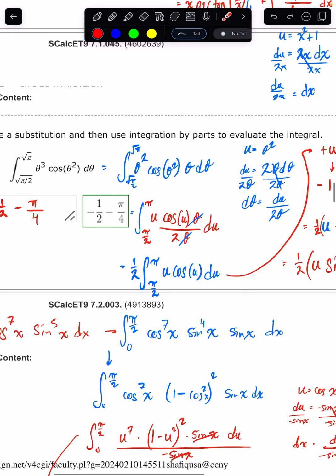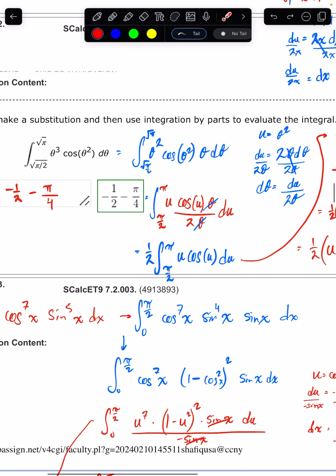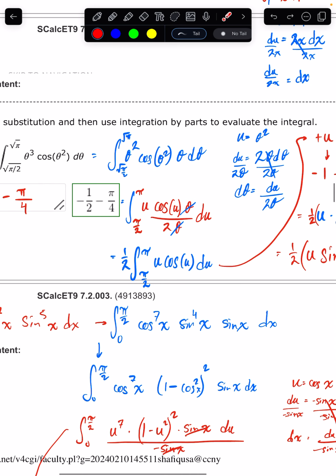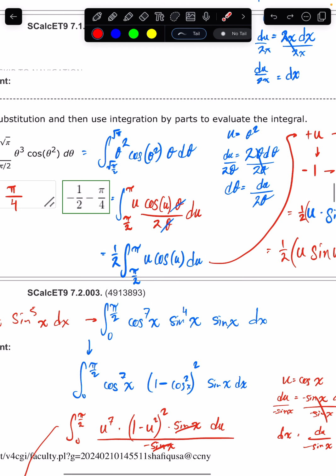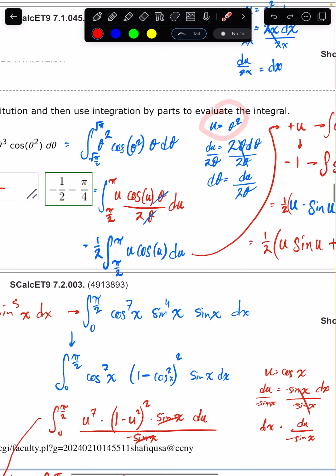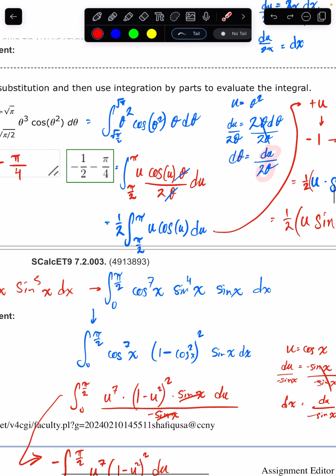Then you can just do a simple u substitution, right? Over here you make u equal to theta squared, and then du is 2 theta d theta, and you get d theta is equal to du over 2 theta. You can substitute that in for d theta, right? It's going to be du over 2 theta. Then you can cross out these thetas, right?